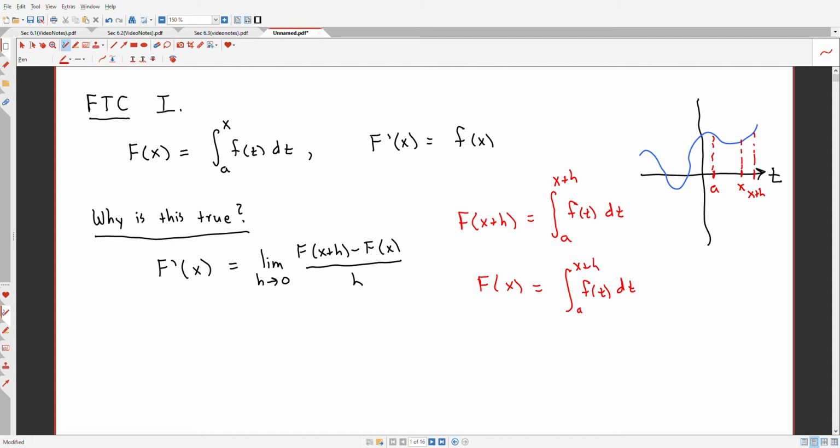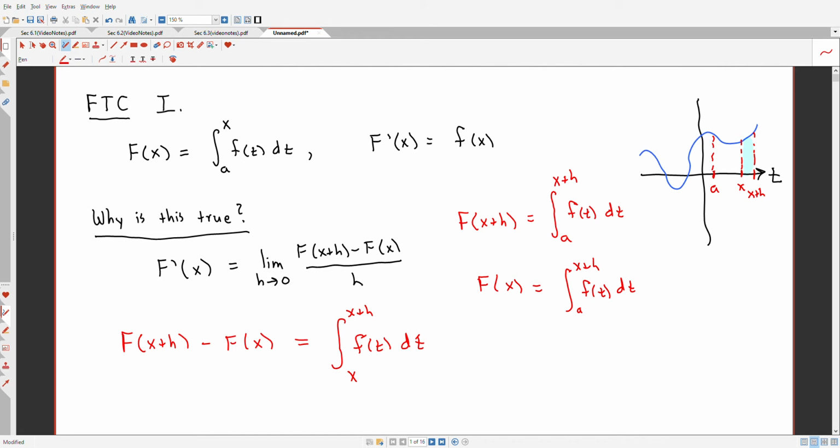Right, so the first integral represents more area than the second integral, capital F of x, and so if you subtract those two areas, what you're computing is the area of this little part. And so when I write capital F of x plus h minus capital F of x, that's just adding up all that area starting at x and ending at x plus h of my function little f. That's it. That's all that's happening there.